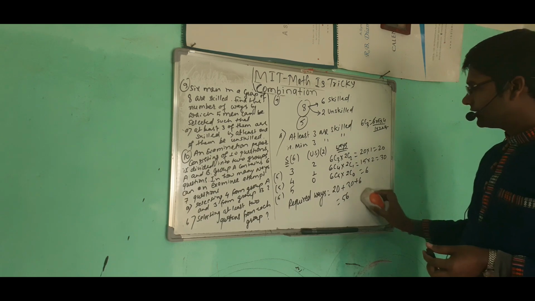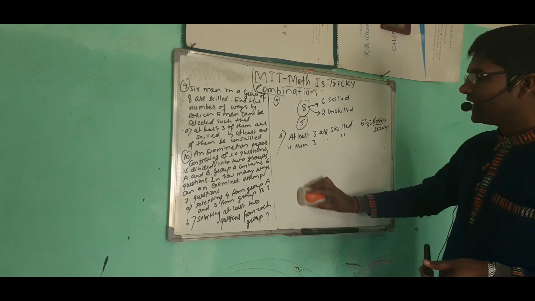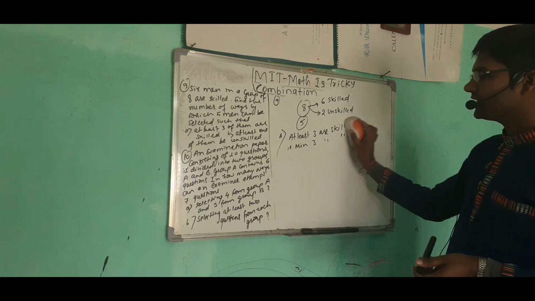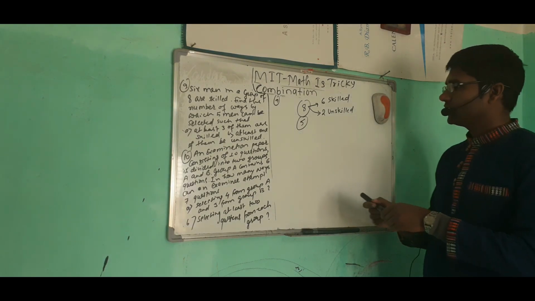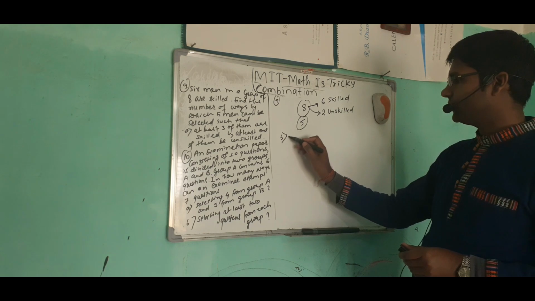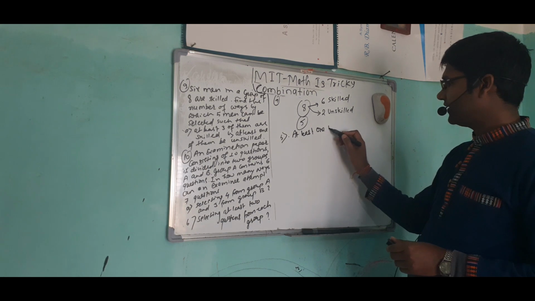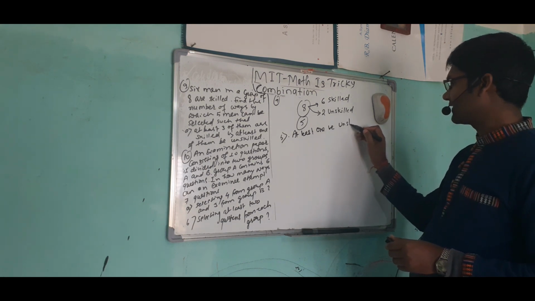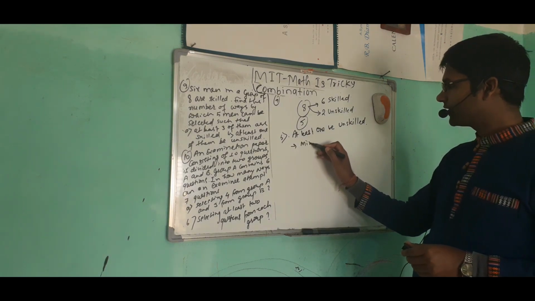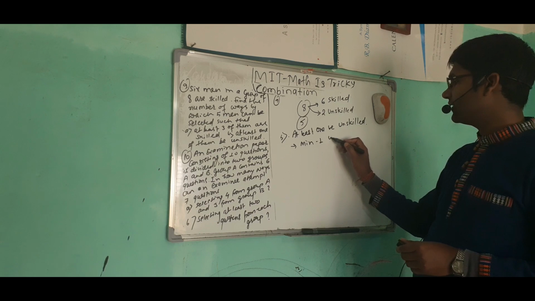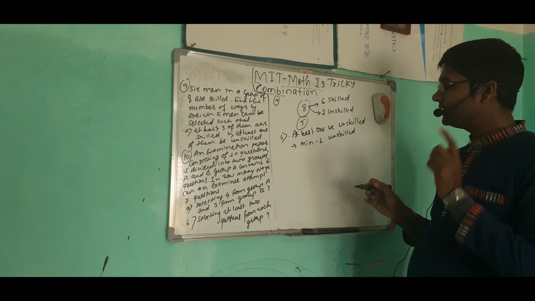So now for B, question number B, we have to select so that at least one of them be unskilled. So for B, at least one be unskilled. It means minimum one will be unskilled. The number of unskilled persons will be minimum 1.